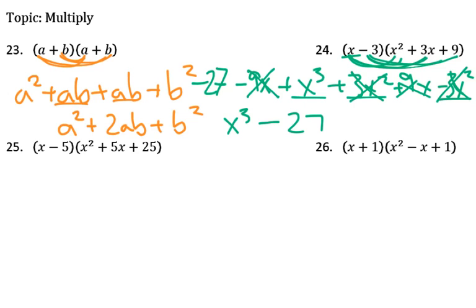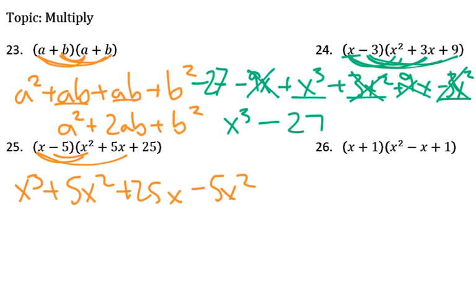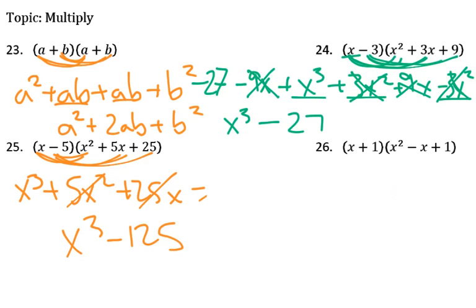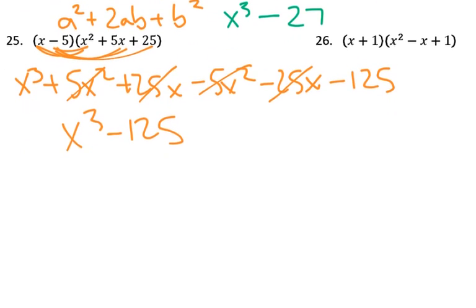Alright. This is 25. Same idea. We get x cubed plus 5x squared plus 25x minus 5x squared minus 25x minus 125. Okay? Those cancel, so we get x cubed minus 125.